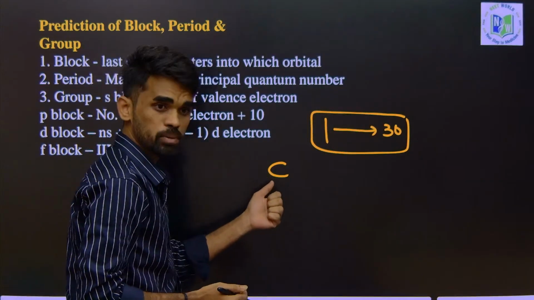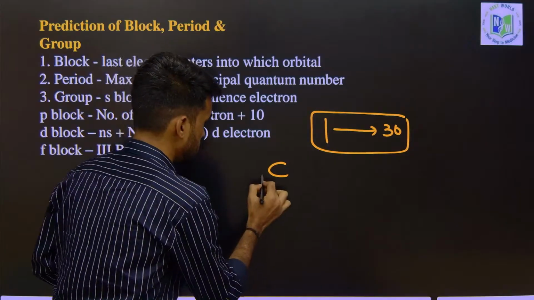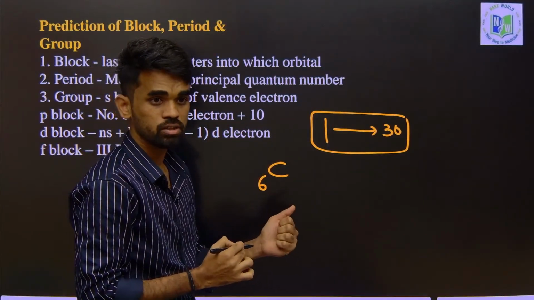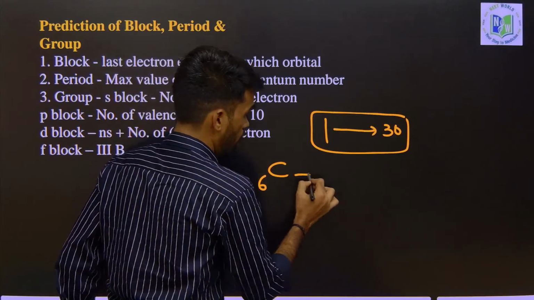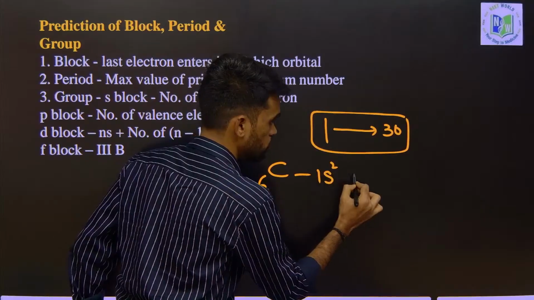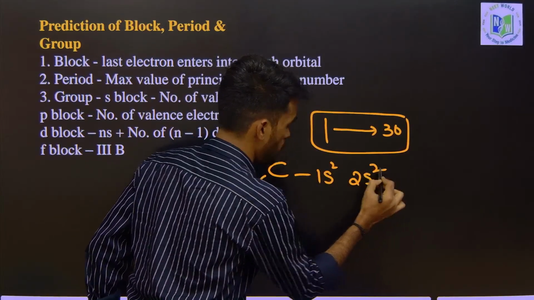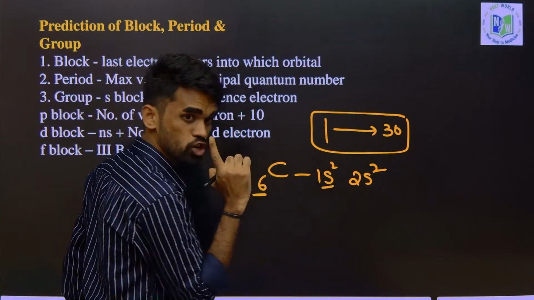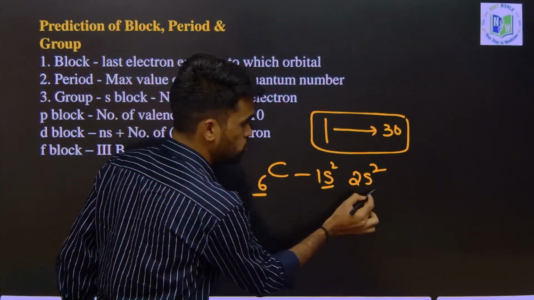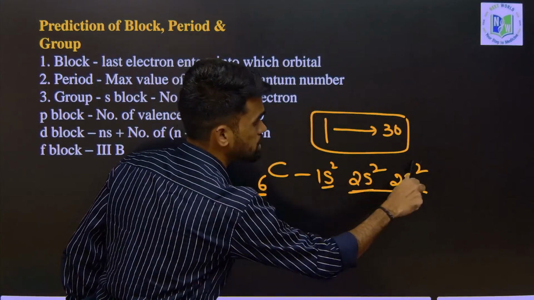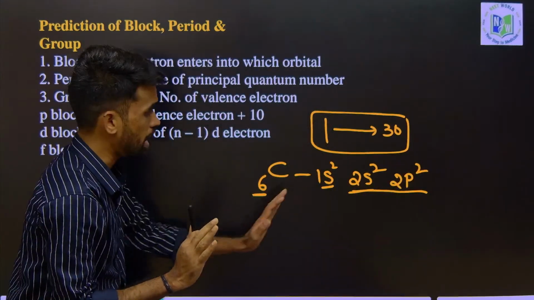So carbon atomic number is 6. Okay. So now what is its electronic configuration? We can say like this: 1s2, 2s2, atomic number is 6 now. So 2 electrons in each orbital should be filled. So 1s2, 2s2, 2p2. So total electrons are how many? 6 are there. So like this we need to write.